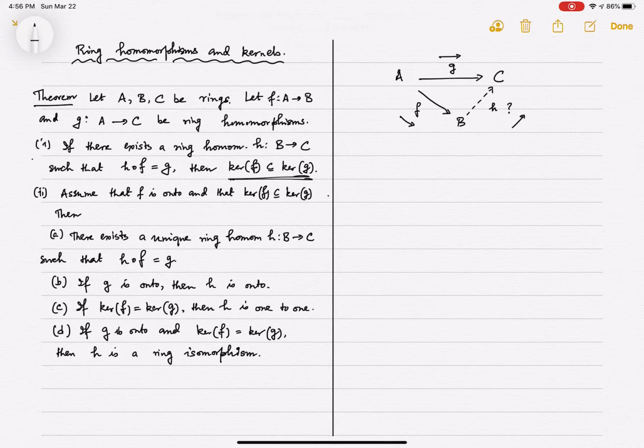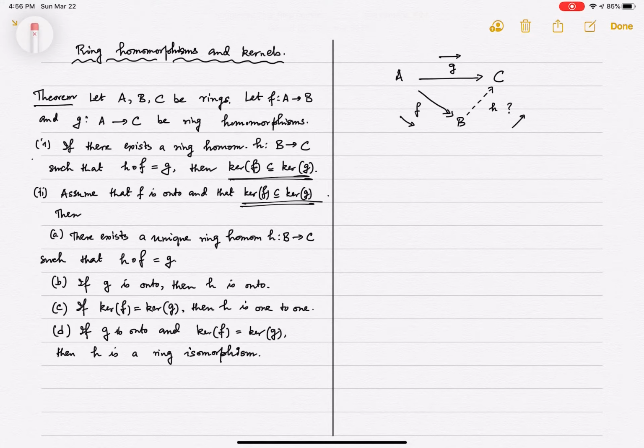Now part 2 says, suppose that condition is satisfied and further that F is onto. If F is onto, we denote that with a double arrow, if you remember. Then here, part A of 2, there exists a unique ring homomorphism H from B to C such that applying F then applying H amounts to applying G. Okay. And then part B, C, D, so this is the crux of the business, part A of 2. And then B, C, D are sort of refinements.